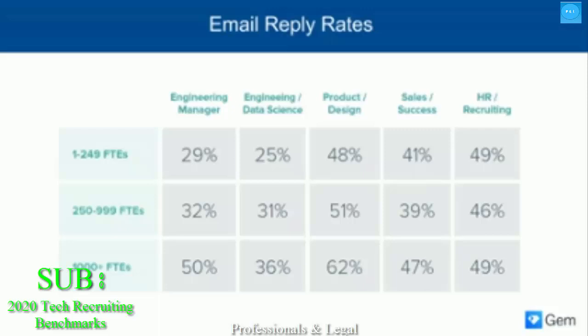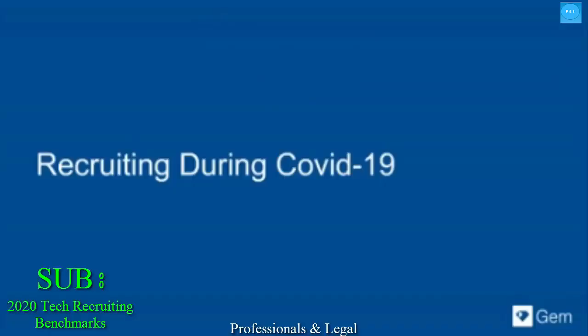Again, I'll give you a moment to take this in. One thing you might notice is that product and design roles see the highest average response rate. On the other hand, and probably unsurprisingly, engineering and data roles see the lowest average response rates. The benchmarks we are showing on this presentation are just that, benchmarks.